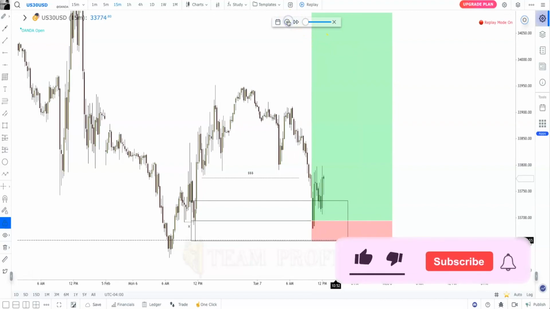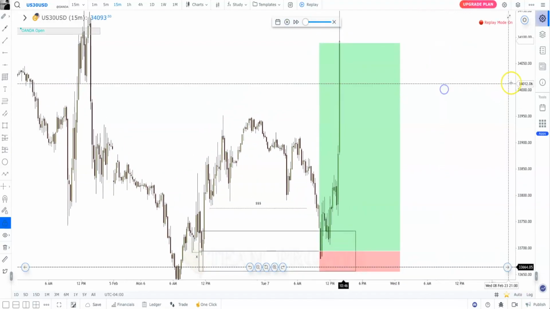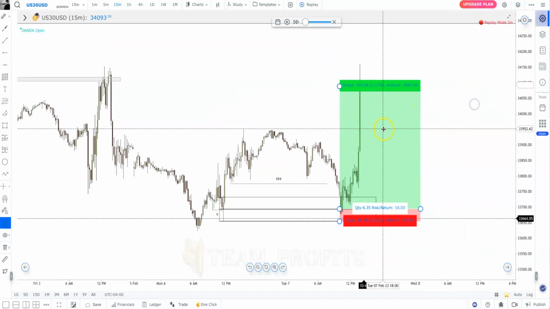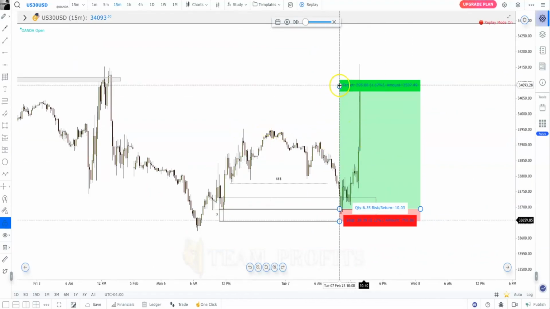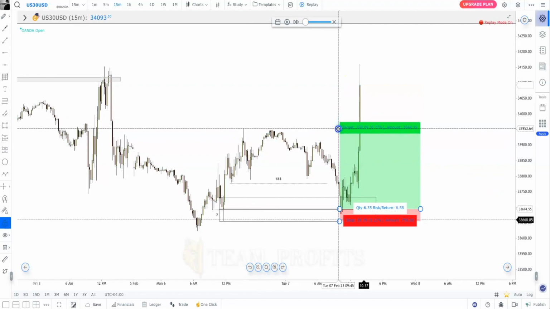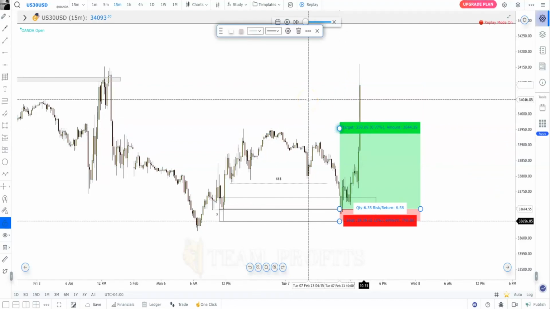Of course, today Jerome Powell was speaking, and now look at this. So we had a big spike. Just look at it, right? Bursting through that, and my actual TP was hit at a 1 to 6 because I did actually close it here. 1 to 6 risk to reward. More than happy with this trade.